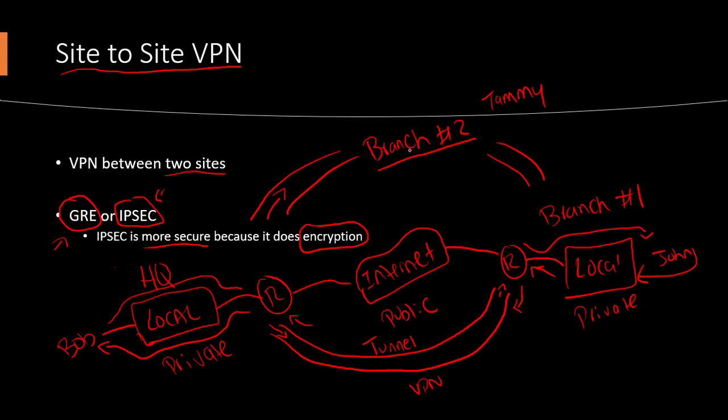So that when branch number 1 sends the traffic to headquarters, headquarters can then forward it over the tunnel to branch number 2. But branch number 1 would not be able to use this tunnel to send traffic to branch number 2. It will only be able to go to the headquarters office, and then the headquarters office will have to send it to branch number 2. But this is what a site-to-site VPN is.